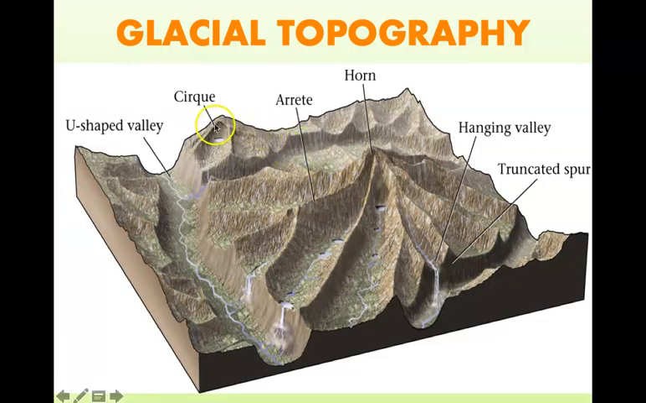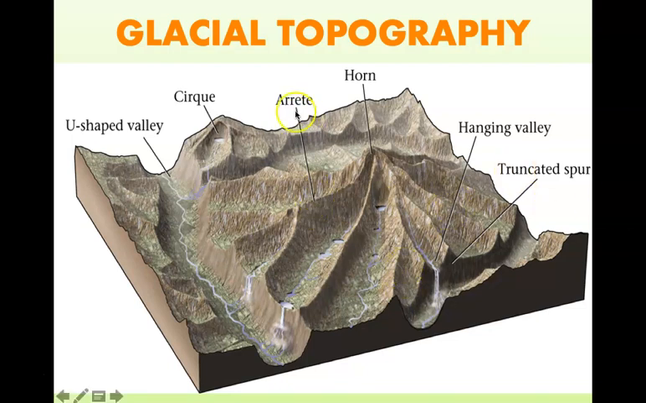Okay. So basically, even though they only have the word cirque here, this is a cirque, that's a cirque, that's a cirque, that's a cirque. All right. Anywhere the glacier starts, you're going to get a cirque, is my point. And all of these other words, for the most part, are functions of cirques.